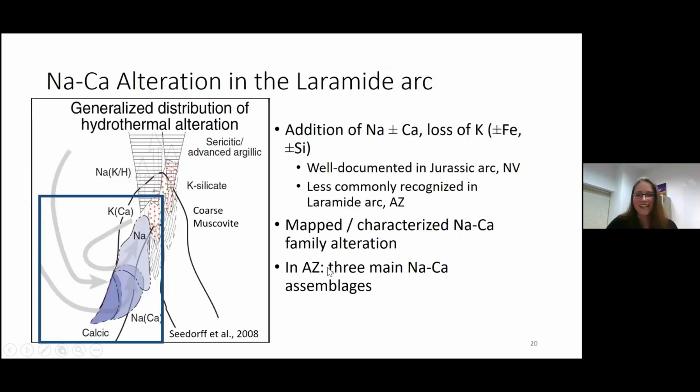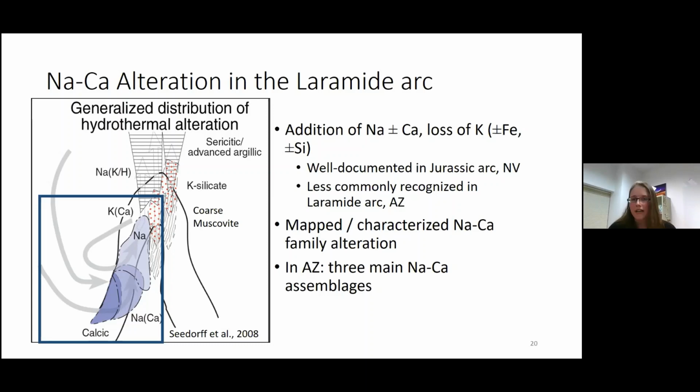All right, alteration style number 2. We're going to flip to the left side of this figure now and talk very briefly about the sodic-calcic family of alteration. I got really interested in this because my master's was in the Yerington district, and so I had been exposed to beautiful, extraordinarily strong sodic-calcic alteration that had been really well documented by previous geologists. Then I started working in these Laramide porphyry systems, and it's just not recognized very much. It's not talked about as much in the Laramide porphyry systems in Arizona.